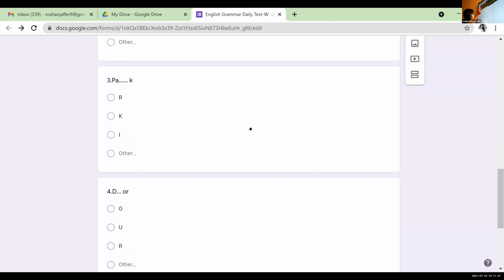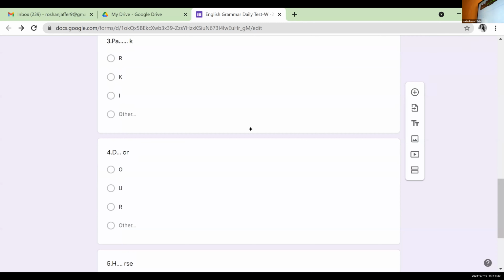Now let's move on to the fourth word, that is D dash O R. A letter is missing there. Which letter is that? Is it O, U, or R? Click on the right option. Children, you have to click on the options. Don't write anything. You have to click there.